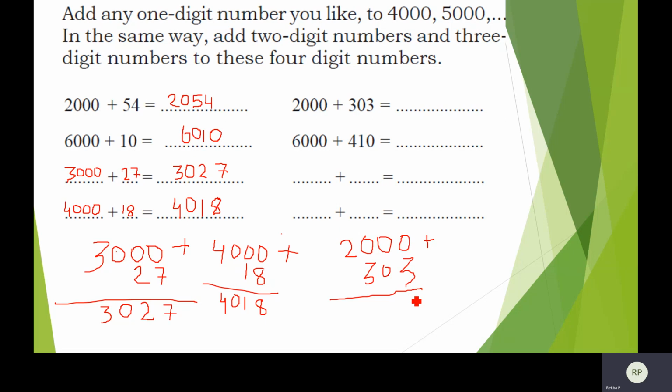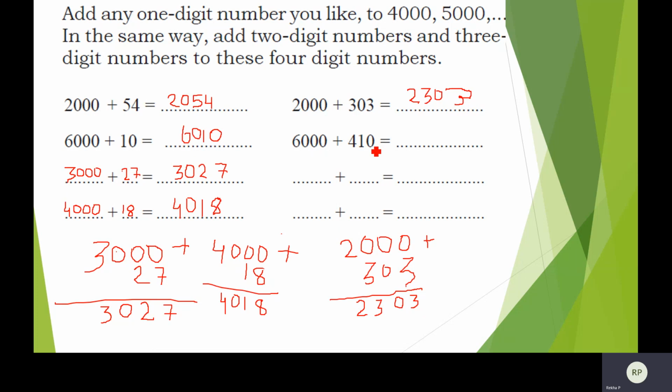Okay. So 0 plus 3, it is 3. And this 0 plus 0, it is 0. And this 0 plus 3, it is 3. And this 2, bring down this 2 directly, 2. 2303. Okay, so the answer is 2303. That is the answer.